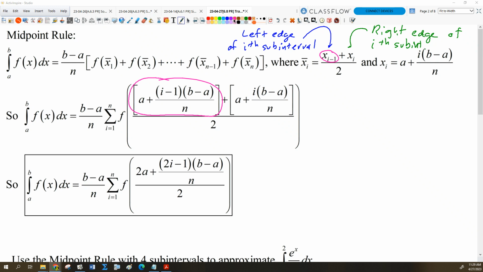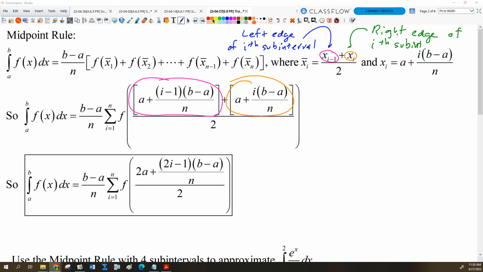Plus x sub i, well, that's just that stuff right there, divided by 2, right? And if I just work inside the argument of that function and combine like terms, what you're going to get is that, right? You're going to add this up and get a plus a is 2a. If I get i minus 1 times b minus a plus i times b minus a, well, that's b minus a times i minus 1 plus i, 2i minus 1, right?